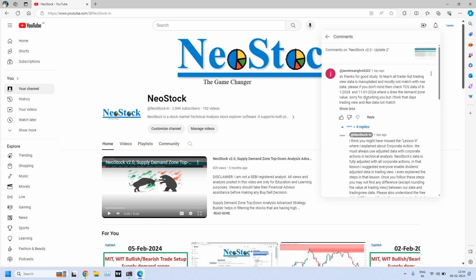Okay, here let me complete the remaining part of the question. So check TCS data of 8. I will get into TCS. Before I get into TCS, I should show you something to prove NSE data is not adjusted. If you look into TCS, you don't really understand because there the difference is very small. First, let me show you an example with a huge difference in the prices.